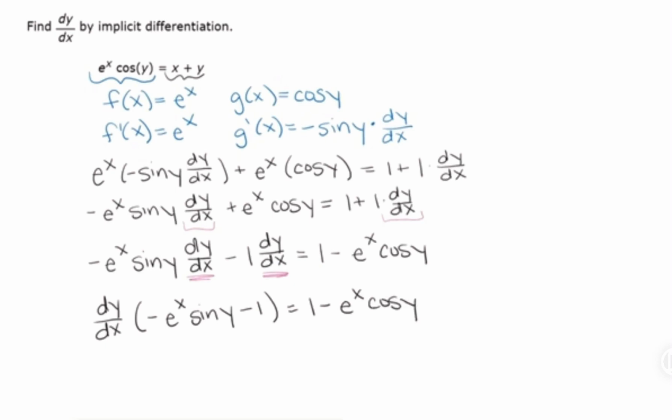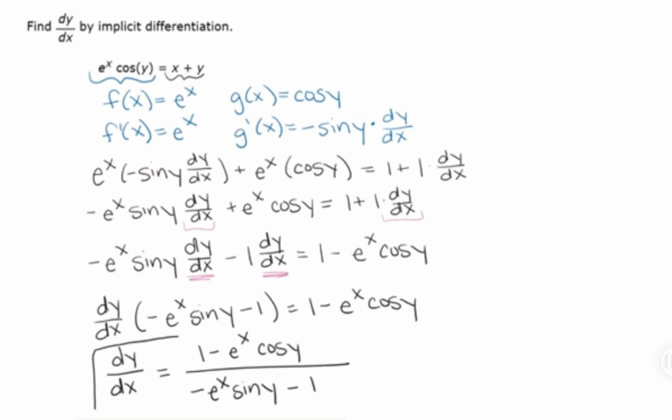And so next we want to divide both sides by negative e to the power of x sine y minus 1, which will give us dy/dx equals 1 minus e to the power of x cosine y divided by negative e to the power of x sine y minus 1. That's how we find the dy/dx by implicit differentiation.